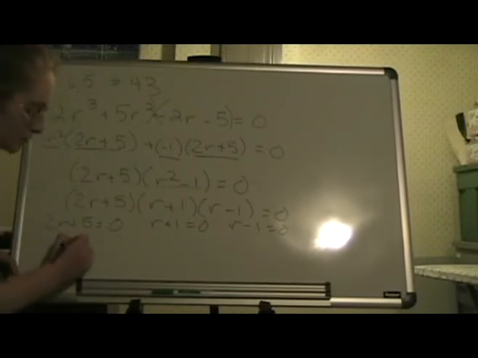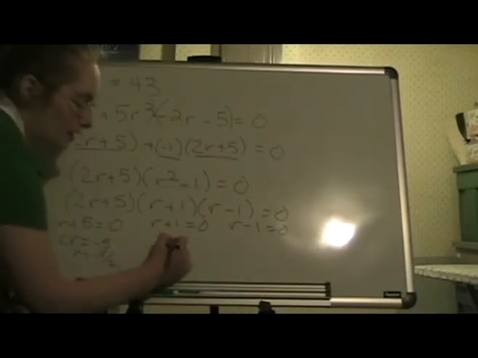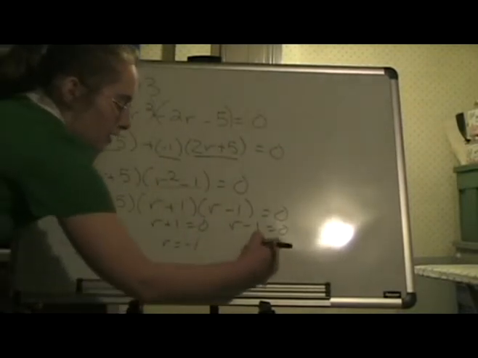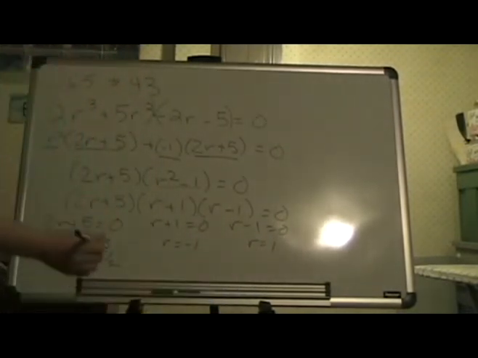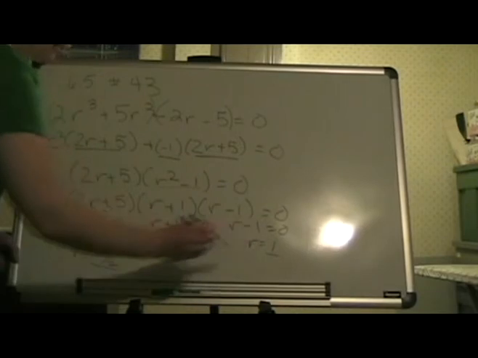So in this case, this is 2r equals negative 5, r equals negative 5 halves. This one, r equals negative 1, and r equals 1. So we have 3 answers to this problem. We have negative 5 halves, negative 1, and positive 1.